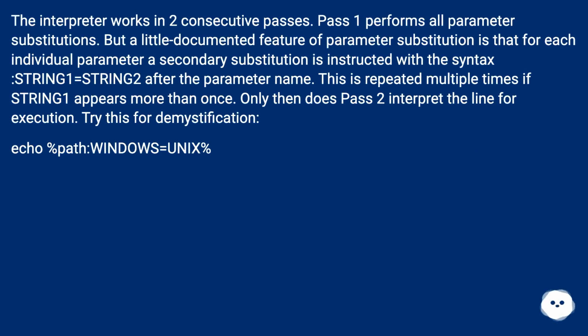The interpreter works in two consecutive passes. Pass 1 performs all parameter substitutions. But a little documented feature of parameter substitution is that for each individual parameter a secondary substitution is instructed with the syntax string1=string2 after the parameter name. This is repeated multiple times if string1 appears more than once. Only then does pass 2 interpret the line for execution. Try this for demystification: echo %path:Windows=Unix%.